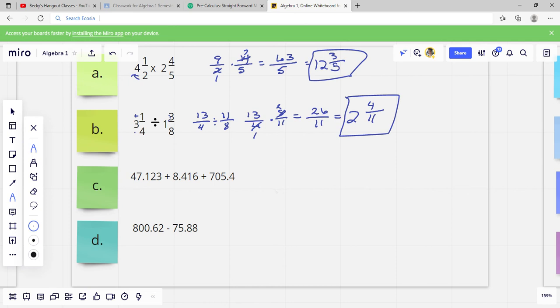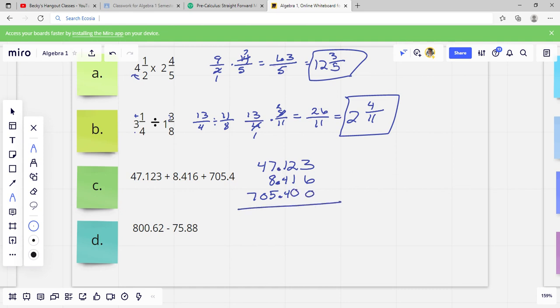All right, the next one has us adding these numbers. I'm going to have to write these and make sure that I line up my decimal points. So 47.123, 8.416, and then 705.4. See how my decimals all line up? Now if I need to, I can add these placeholder zeros right here.